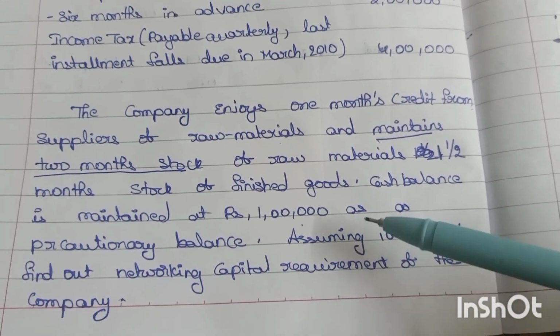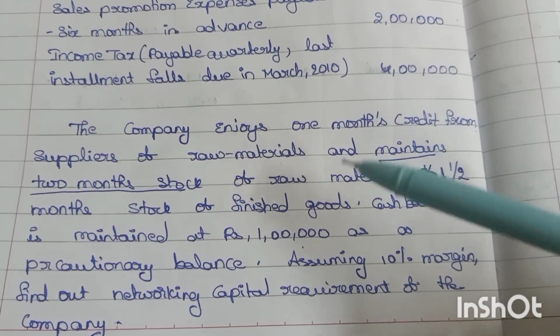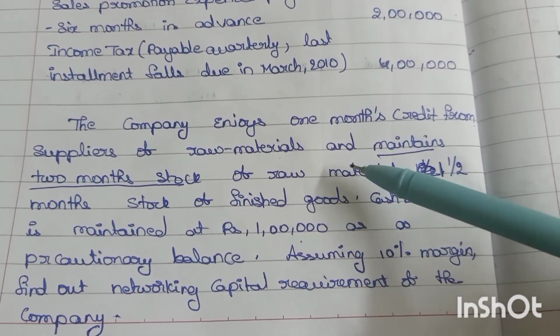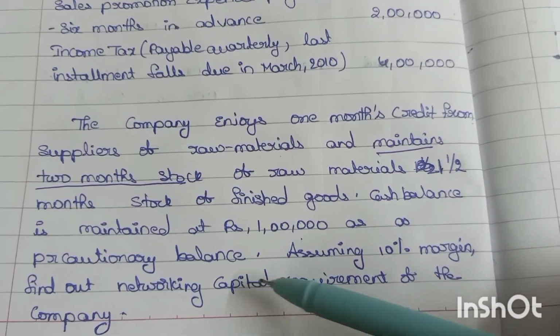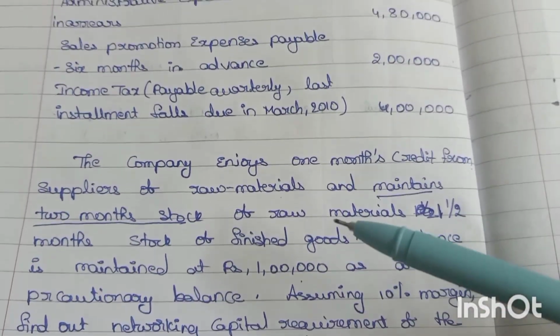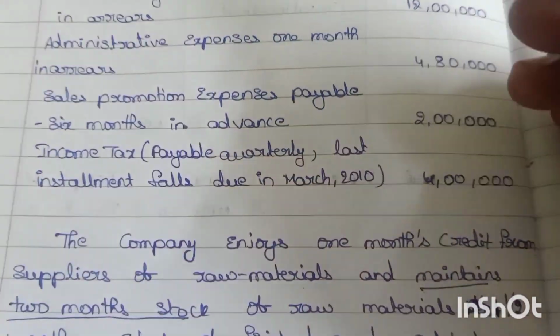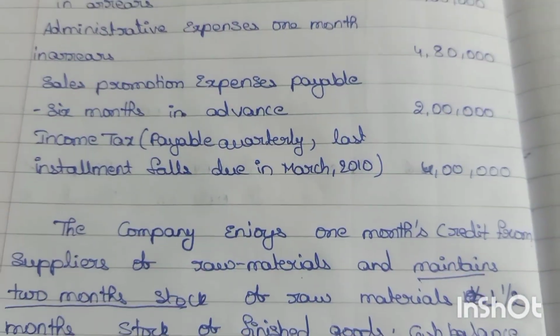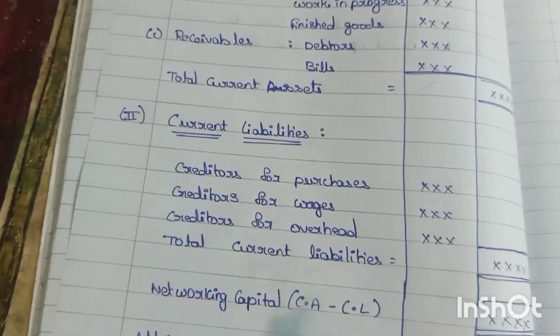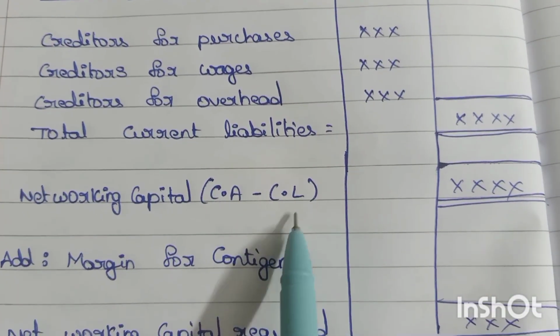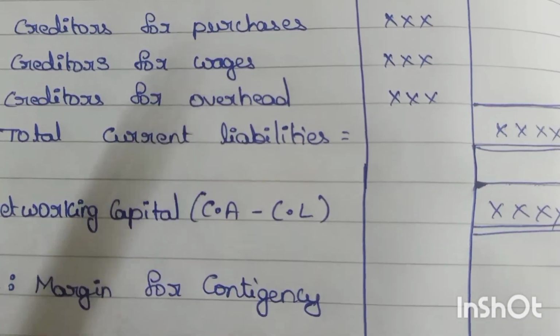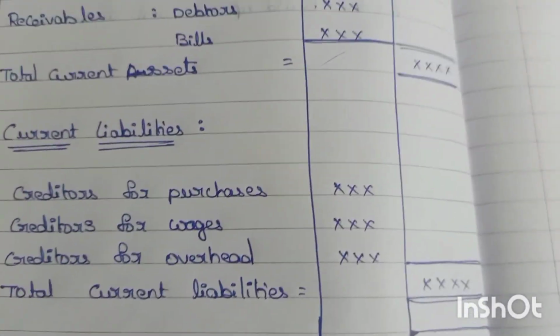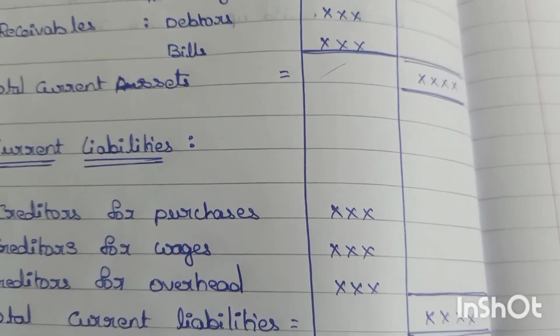So I have already provided you the pro forma. On the basis of the pro forma, we have to calculate the net working capital. Okay, let us go to the sum. How do we have to calculate first? As usual, we know the formula: net working capital is equal to current assets minus current liabilities. So here we have to calculate the current assets. What are the current assets? Let us go to the sum.